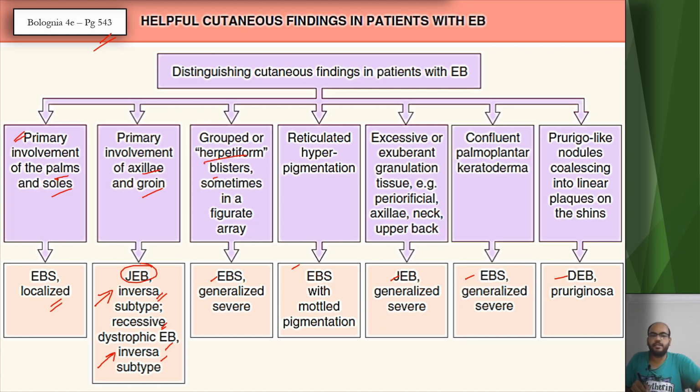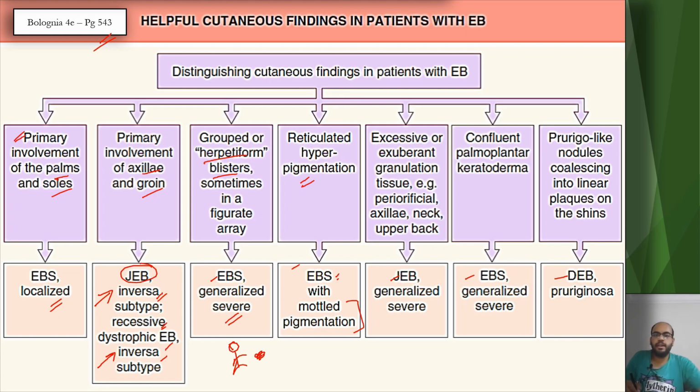Grouped or herpetiform blisters, sometimes in a figurate way, is generalized severe EBS. So if you remember again the video in which I had a diagram of a baby boy and I showed that there are herpetic lesions or grouped vesicles over the trunk, it's more likely towards EBS generalized severe. If there's reticulate hyperpigmentation, it is EBS with mottled pigmentation. Again, go back to the video. So these are, you could say, specific clinical findings that can easily point you towards what type of EB you are dealing with.